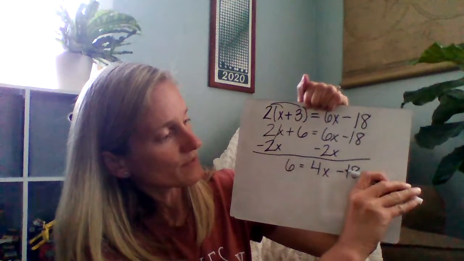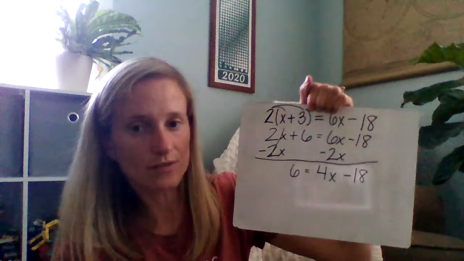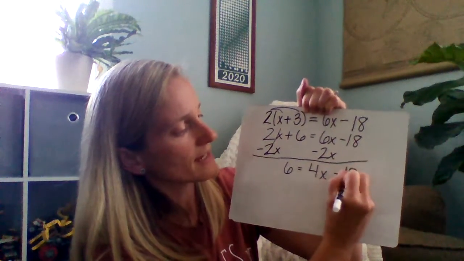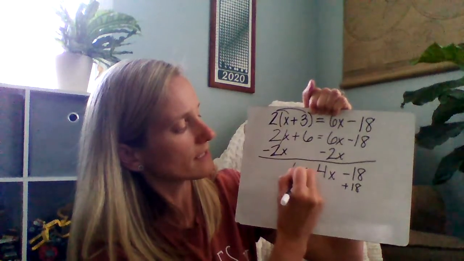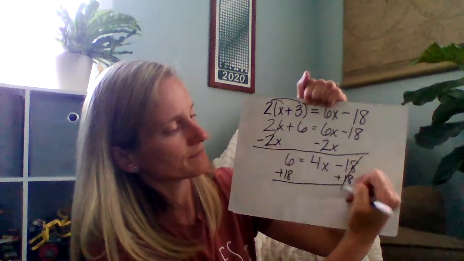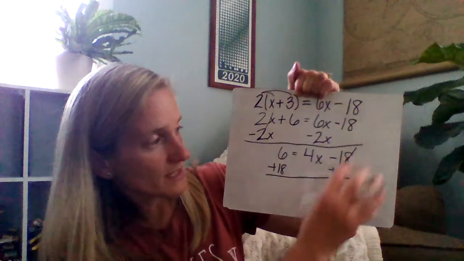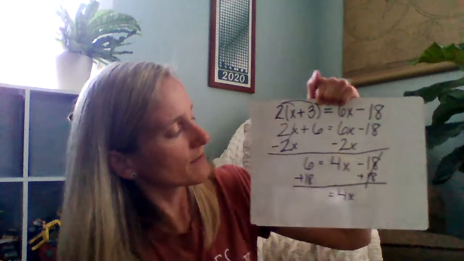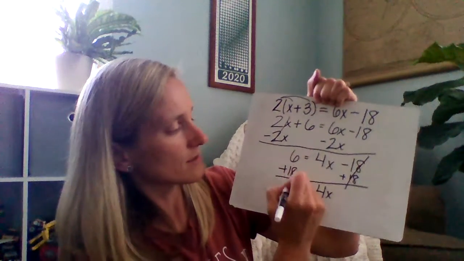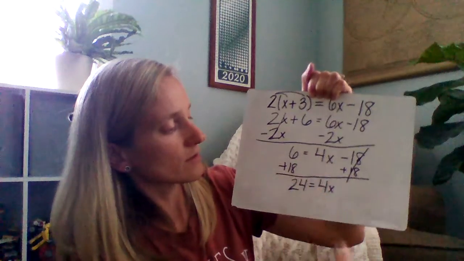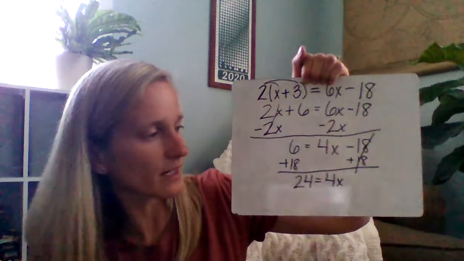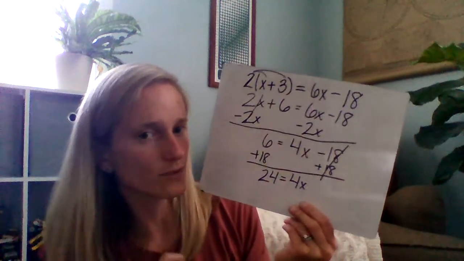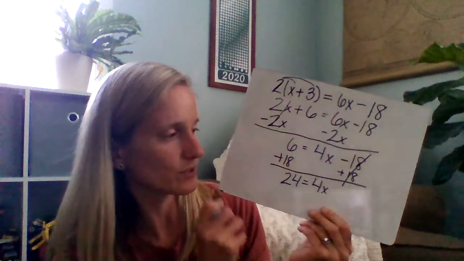So now I need to move this negative 18 over here. Since it's negative 18, or minus 18, I'm going to have to add 18 to both sides to cancel it out on one side. So negative 18 plus 18 is 0. It's canceled out. All I have left on this side is 4x, and 6 plus 18 is 24. So I'm almost there. I've got only an x term over here, but my ultimate goal is to find out what 1x is equal to, not what 4x's are equal to.